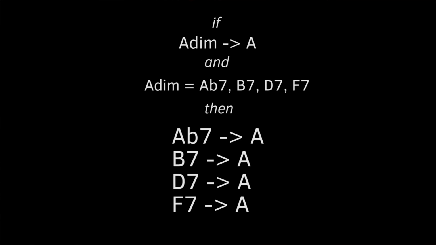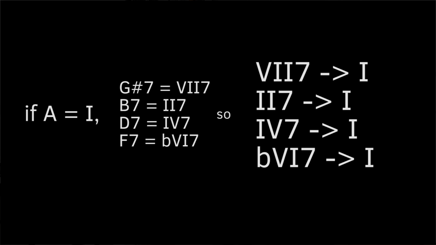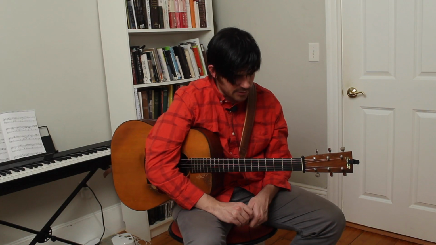So by this logic, A diminished back to an A could be replaced by A flat 7 back to an A, B7 back to A, D7 back to A, F7 back to A. Interesting. So this A flat or G sharp 7 could be thought of as a 7-7. This B7 in relation to the A, where it's resolving to, could be thought of as a 2-7. This D7 in relation to A could be thought of as a 4-7, and this F7 could be thought of as a flat 6-7. Well, that's interesting.